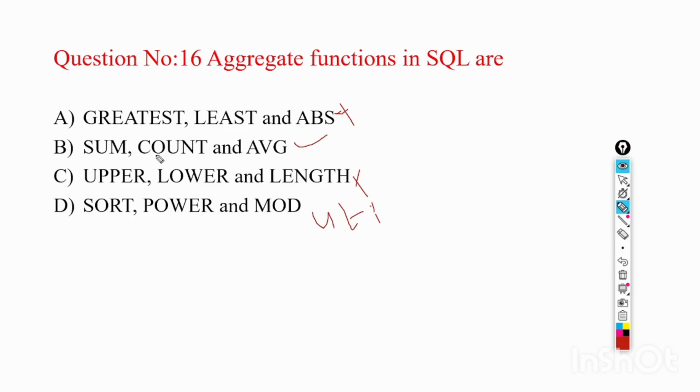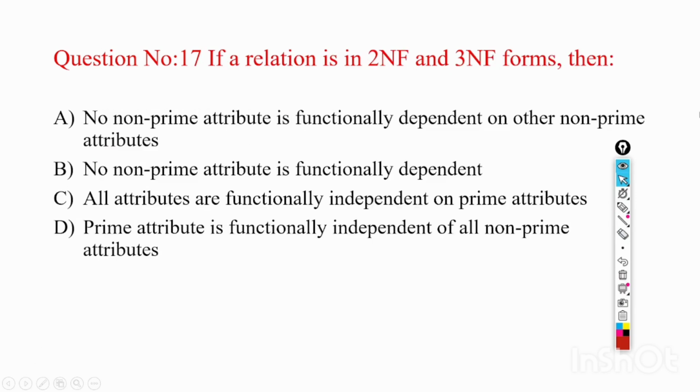So greatest, least, and ABS contain mathematical functions, not aggregate functions. And upper, lower, and length contain string functions, not aggregate functions. And sort, power, and mod are utility functions, not aggregate functions.